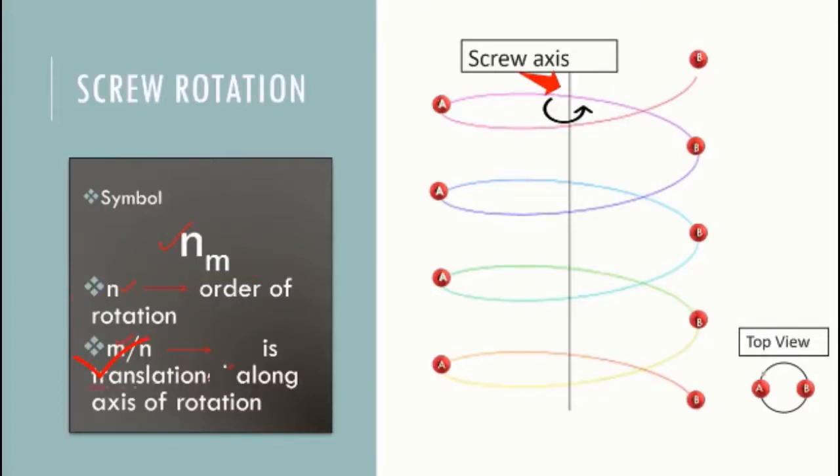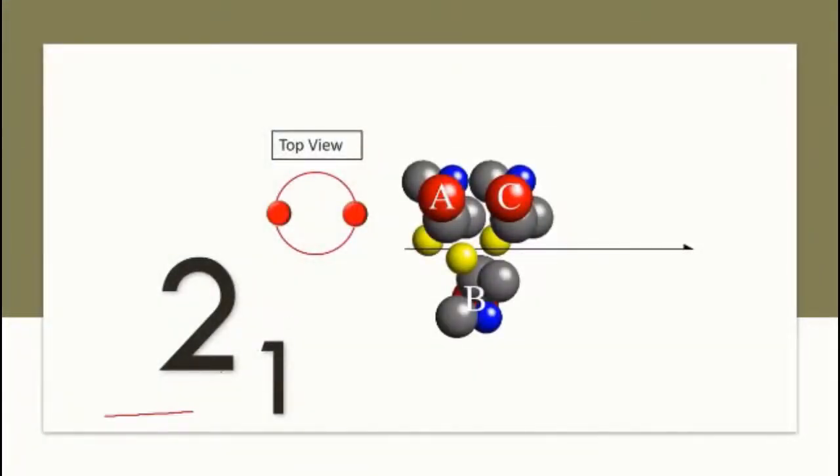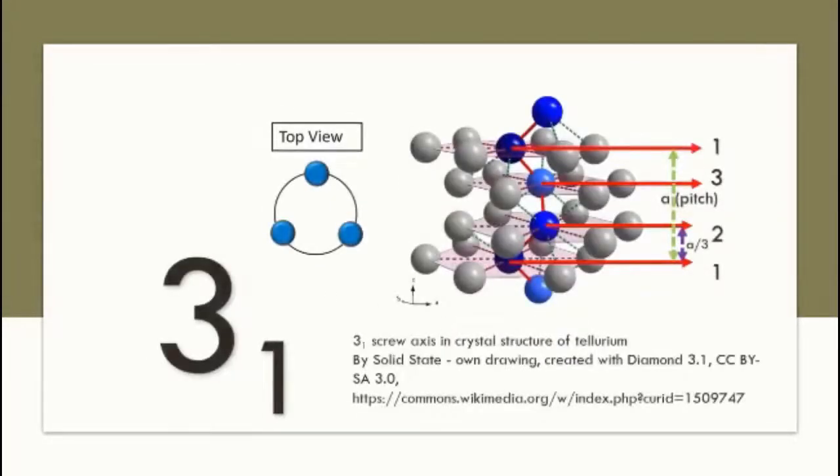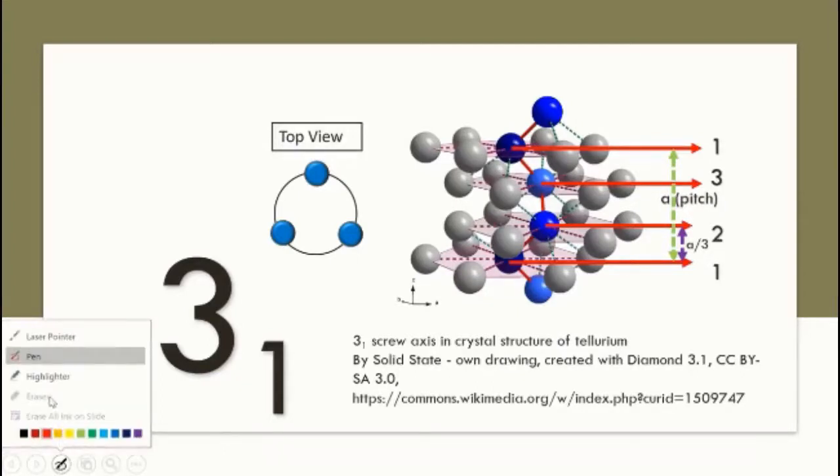In this example of 2 subscript 1 screw rotation, translation parallel to the axis of rotation is 1/2 of pattern repeat length. Similarly, here for the crystal structure of tellurium, we can see that it has 3-1 screw axis. You can see here that discrete advancement of screwing motion is 1/3 of pitch of screw. We have 11 possible screw axes.